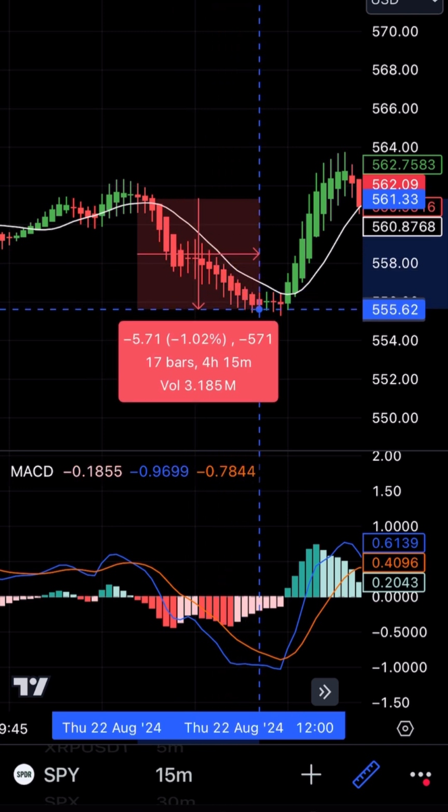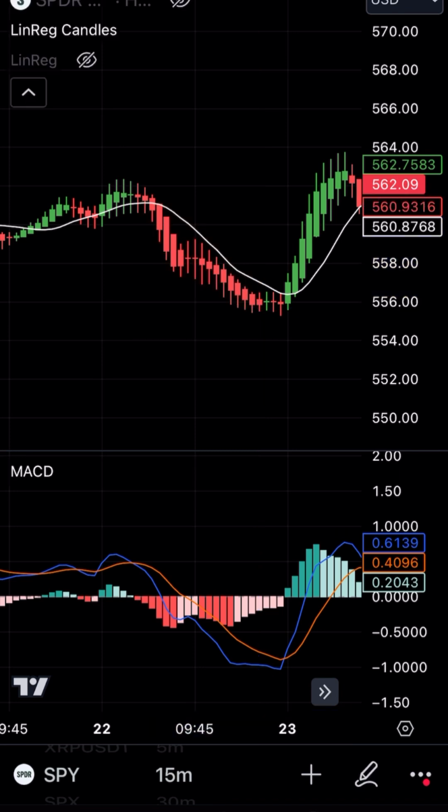This is about from here to here. This is closed. From you want to come in when it crosses, and you want to exit when it touches again. So this is 4 hours and $571 with one contract.